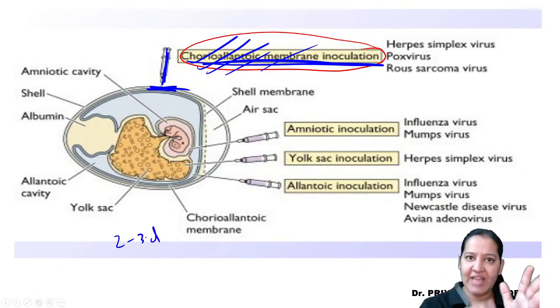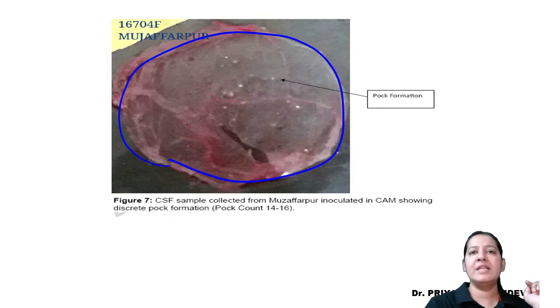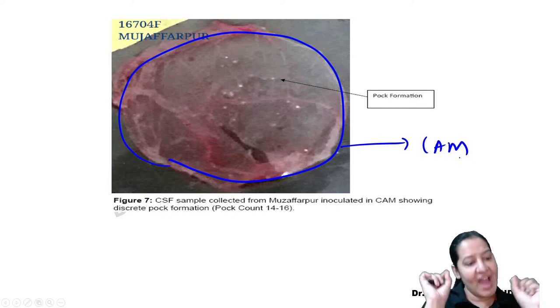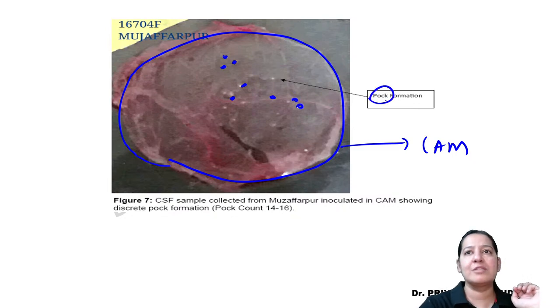After that, I'm hatching the egg and taking this membrane out. So this is the membrane. Can you see? This is the CAM. I allowed the virus to grow on this for 3 days. If virus is present in my specimen, it will produce lesions on the membrane. These lesions are known as POCK.